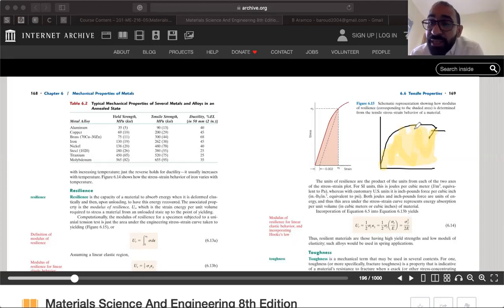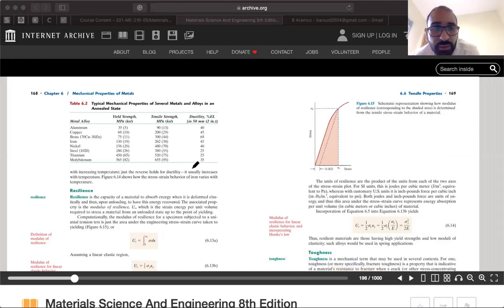If this area is larger, that means the material is tougher, right? We call it a tough material. So it needs more stress in order to be plastically deformed. So toughness is a material property that tells you how much the material is resisting fracture. How much stress you need to apply in order to take the material from its original dimension until you break it. Okay, it's called toughness.